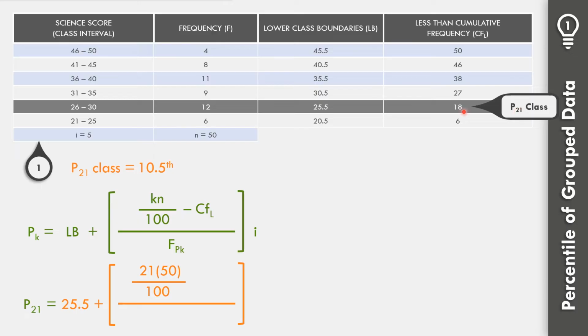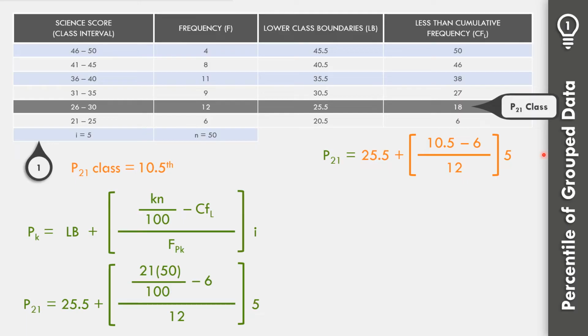So if this is the p sub 21 class, for the less than cumulative frequency we will choose yung nasa baba. So that is equal to 6. So minus 6 all over the frequency of the p sub k class, that is equal to 12. And then the interval is equal to 5. So let us solve first the 21 times 50 over 100. That is also equal to 10.5. And then the rest, copy. So p sub 21 is equal to 25.5 plus 10.5, and then copy negative 6, copy the denominator 12, and then copy the interval 5.